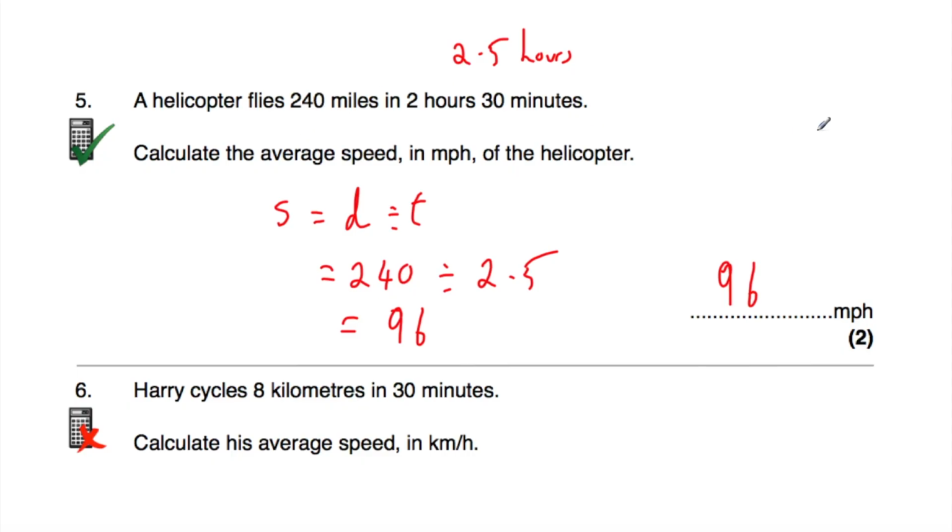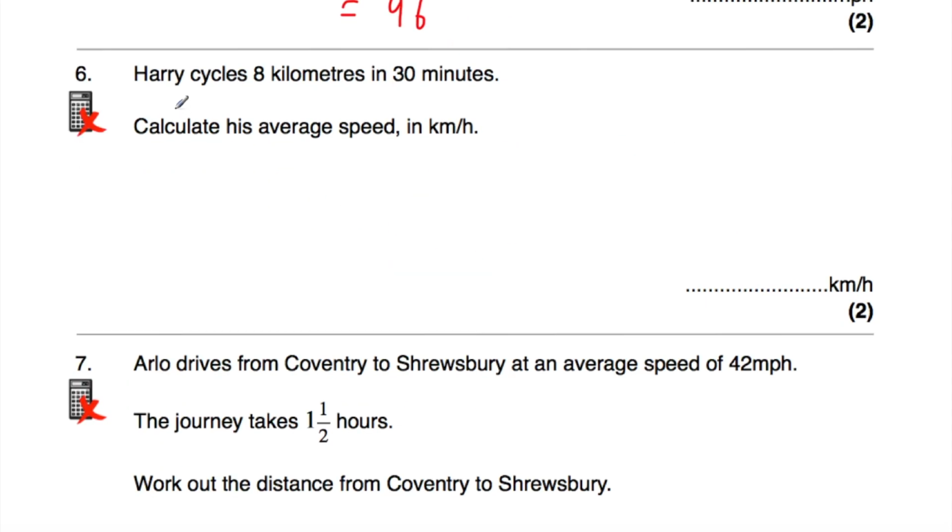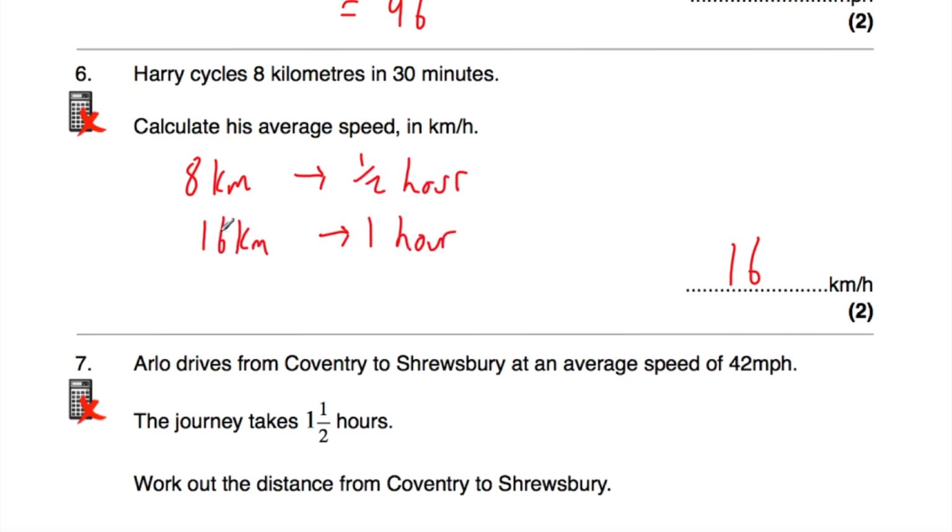Okay, let's have a look at our next question, question number 6. So question number 6 says, Harry cycles 8 kilometres in 30 minutes. Calculate his average speed in kilometres per hour. Now this question is actually quite nice because he cycles 8 kilometres in 30 minutes, which is half an hour, and we want to find out his speed in kilometres per hour. So if he cycles 8 kilometres in half an hour, in a full hour, he would cycle 16 kilometres. So that means his speed is 16 kilometres an hour, and that's it.